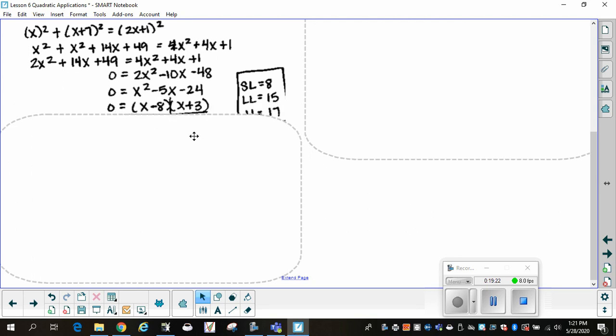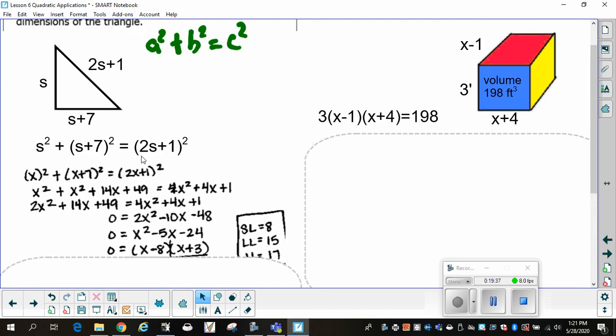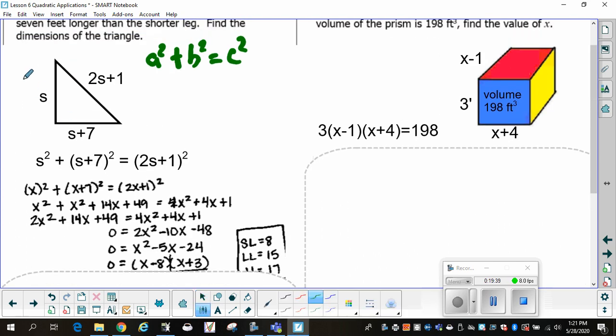Hopefully negative 8 and 3 came to mind. For something like this, you should not need to use the calculator. Now you're going to get x equals 8 and x equals negative 3. Negative 3 won't work, so you take 8, and you come back up here and say, if this is 8, then this is 15. 2 times 8 is 16 plus 1 makes this side 17. That's it.